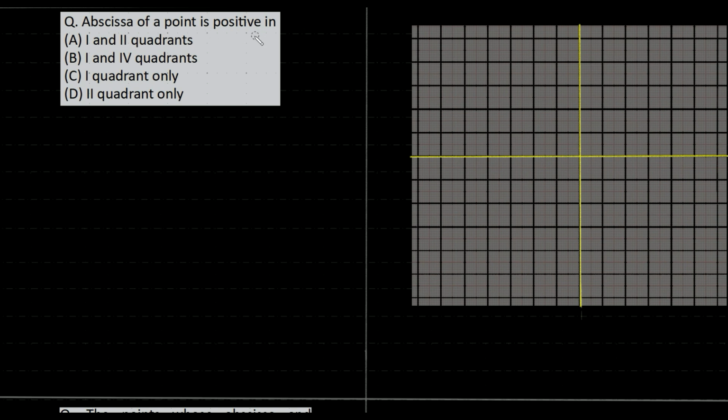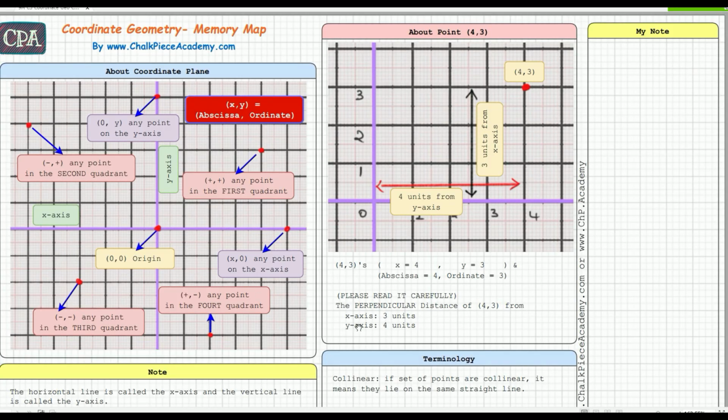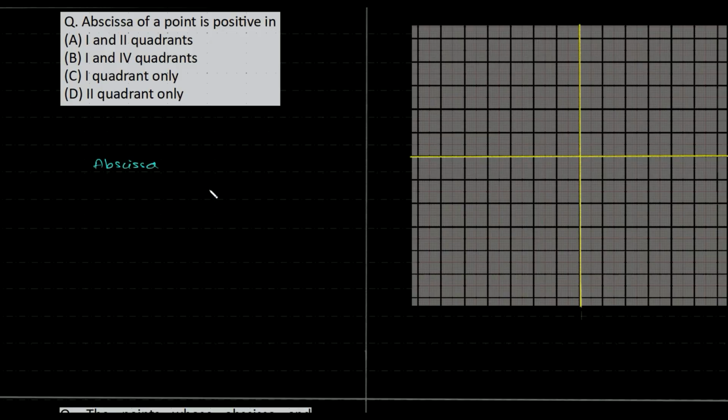Abscissa of a point is positive. Okay, so what does abscissa have to do with? Please have a look at this. Abscissa has to do with the x-axis, is it not? And one more thing: any point on the x-axis has the general format of x, 0. Right guys, this is related to the previous problem. So this has to do with x.